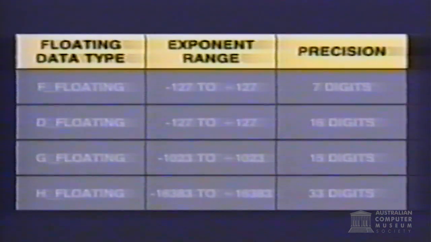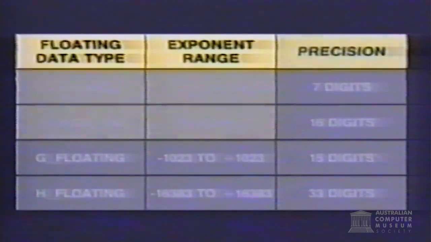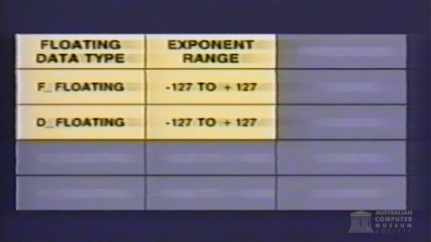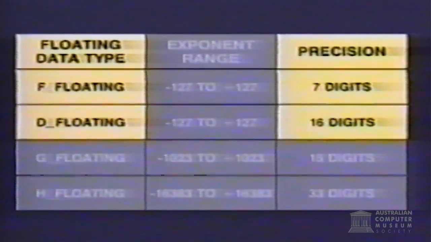4 floating point data types are defined in the VAX architecture. This table shows the range of exponents and degree of precision that can be represented by each type. The F floating and D floating types permit the same range of exponent values. Notice, however, that the D floating datum allows more than double the precision of the F floating datum. Up to 16 digits can be expressed using the D floating data type.